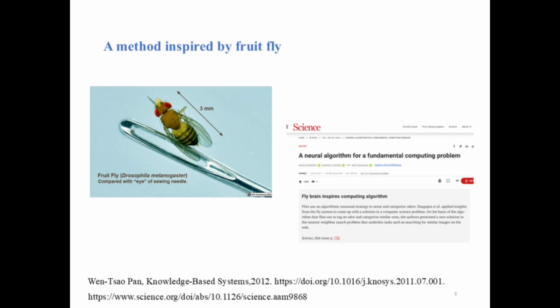A fascinating example here is the algorithm inspired by the fruit fly brain. Scientists observed how flies sense and categorize odors and applied that insight to a computer science problem. This led to a new solution for the nearest neighbor search problem, which is used for tasks like searching for similar images on the web.